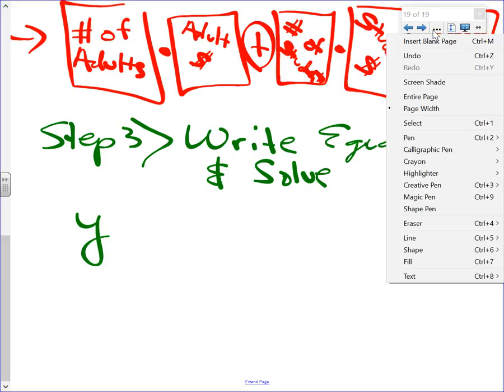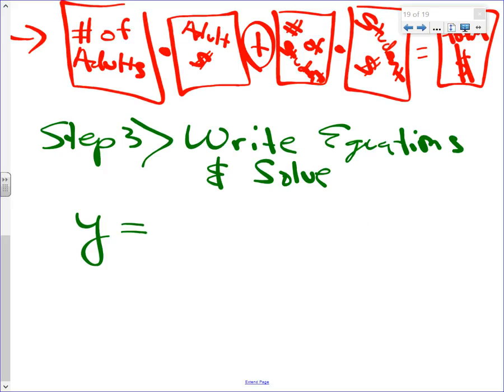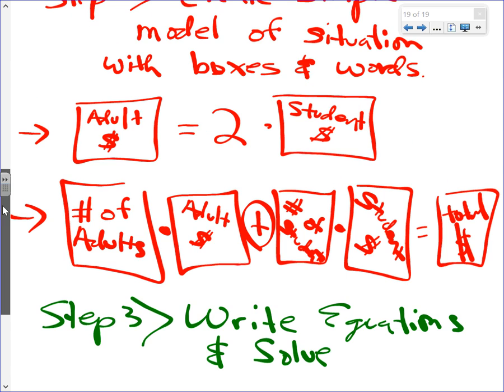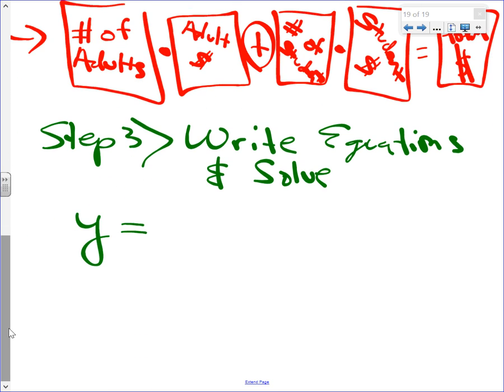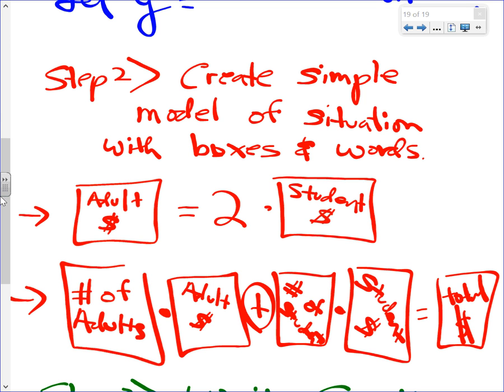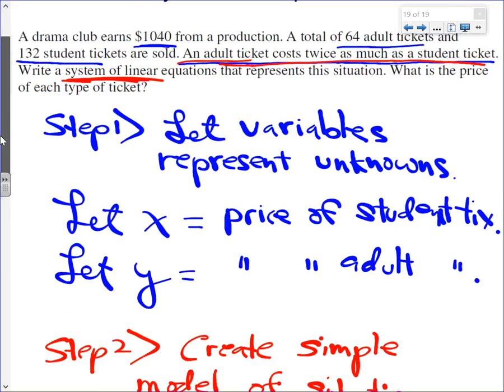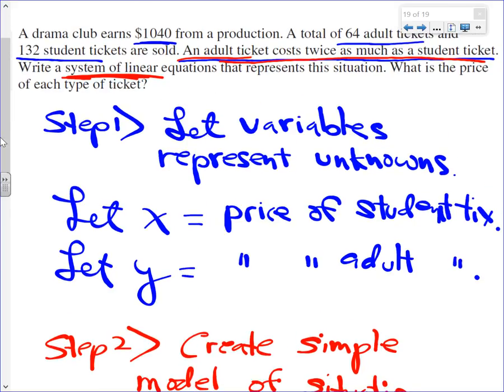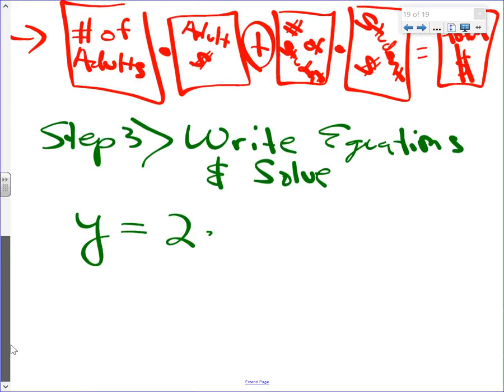This is exciting stuff. We're allowing algebra to do the work for us, to solve this complex life situation. Y is 2 times, what's the student price? X. The student price was X, the price of the student ticket. Remember we played God here? We allowed something to be something. X is the price of the student ticket. Y is the price of the adult ticket. Now look at this. Y is equal to 2x. There's your first equation.